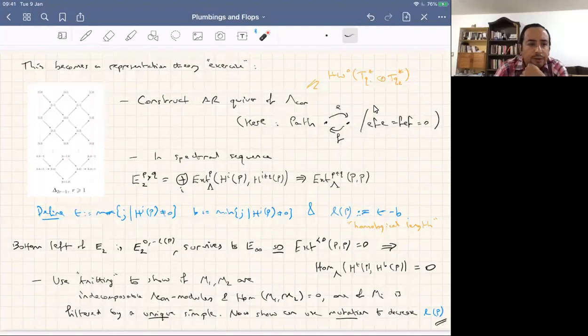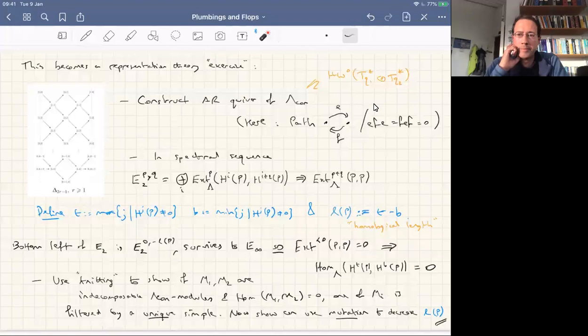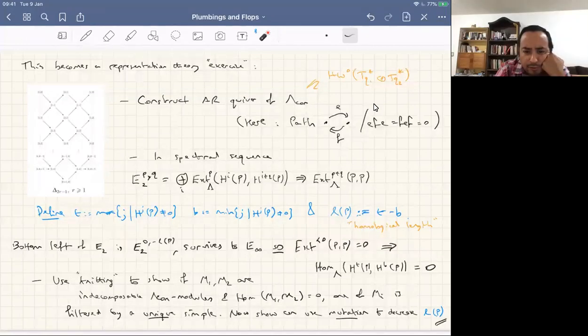Are there any other questions? Yeah, so maybe in the end you say use mutation, right, to decrease the p. Yes. So can you say something like what mutation, in which sense?